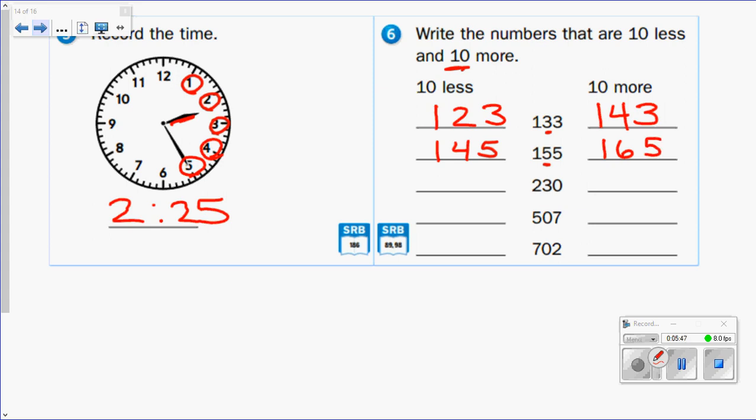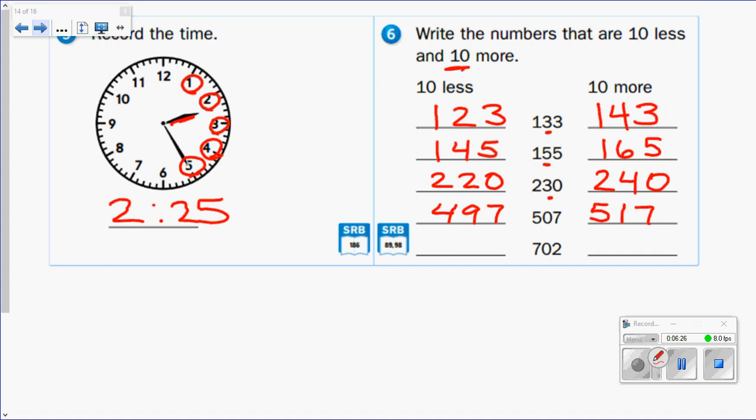On 230, 3 is my tens place value. The 100 stays the same. I'm going to go back 10, and my 1 stays the same. And we're going to add 10, the 100 stays the same. The 10s go up 1, and the 1 stays the same. Okay, 507, this is going to be a little more tricky. You're just going to go back 10, which would take you to 497. Okay, and to add 10, the hundreds is going to stay the same. Add 1 ten, and the 1 stays the same.